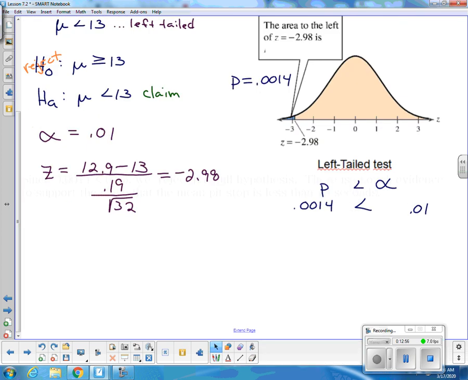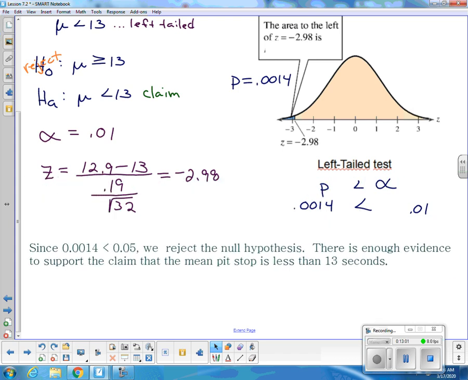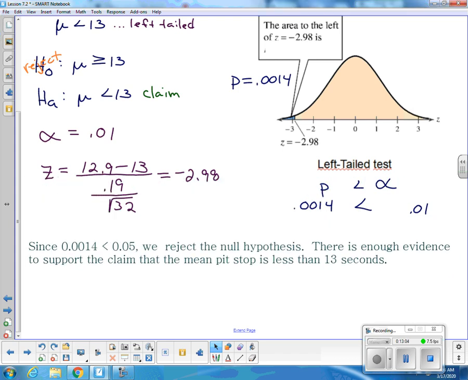So we're going to say since .0014 is less than 0.05, we reject the null hypothesis. There is enough evidence to support the claim that the mean pit stop is less than 13 seconds. Notice that sentence includes what the problem was talking about. You do not just want to say, we reject the null and that's it. You need to have a sentence, words, saying whether there's enough evidence to support the claim or there's not enough evidence to support the claim, and what is the claim in words. Okay, so make sure you write that clearly.